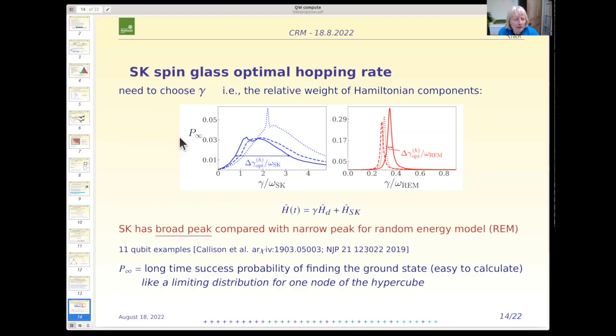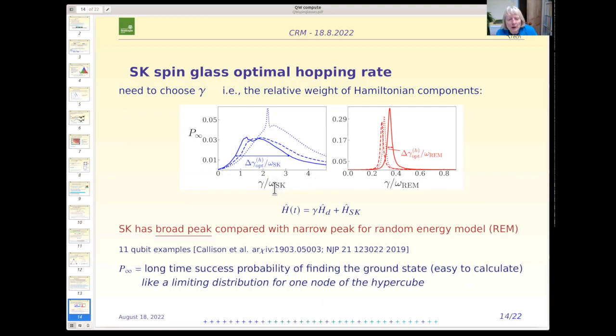And what we're comparing here is the long time probability of finding the ground state. So the values here are quite small, but I'll deal with that later. And the reason we were using this is because if you can find the eigensystem for the Hamiltonian, then it's easy to calculate the limiting distribution or stationary state, and we just need that for the one node of the hypercube that happens to have the lowest energy.